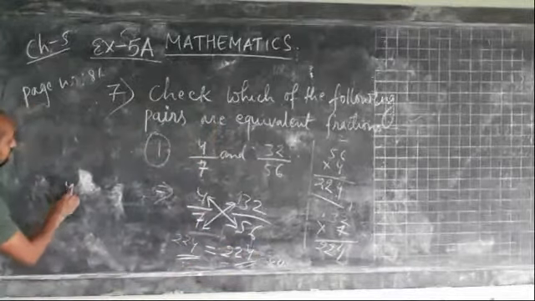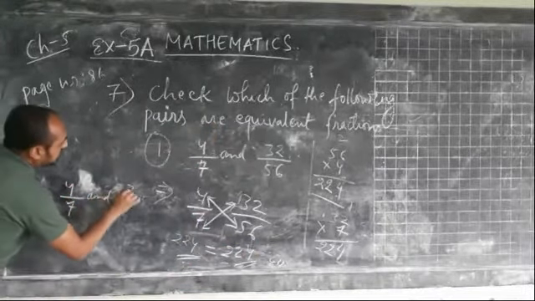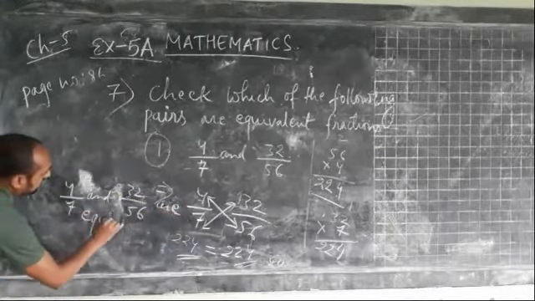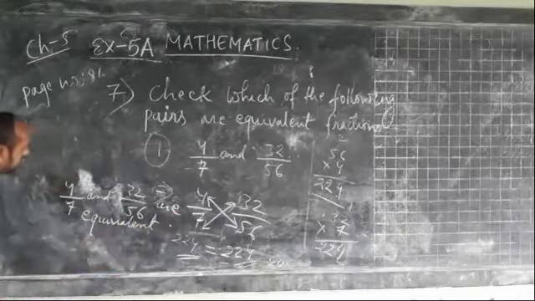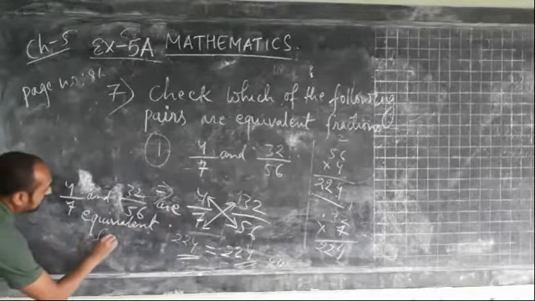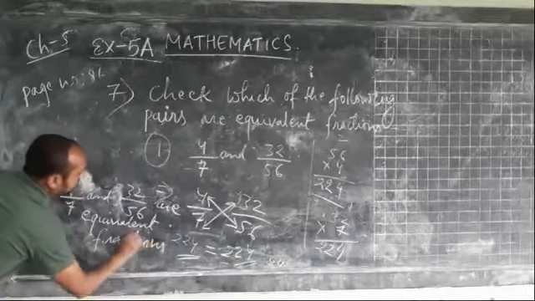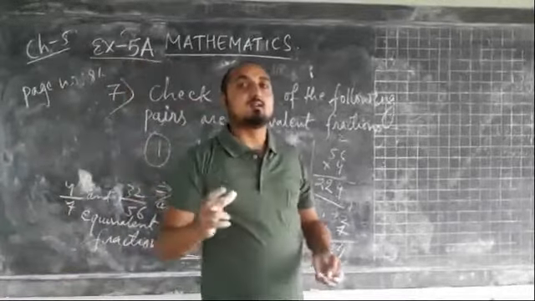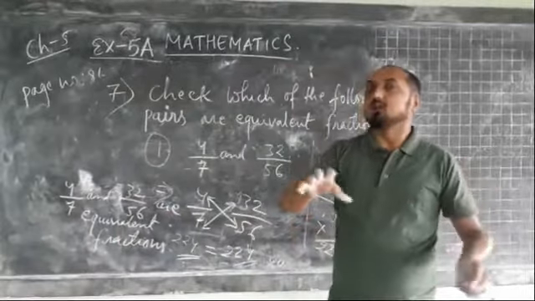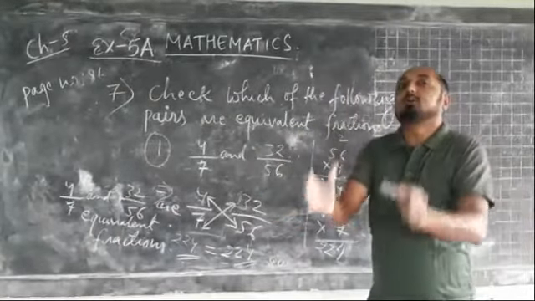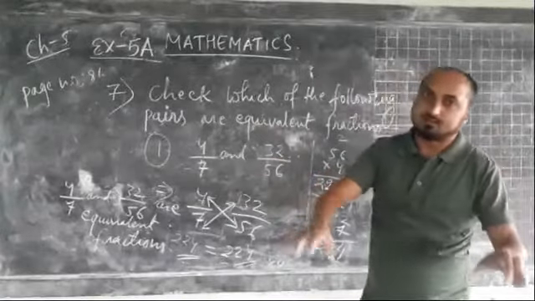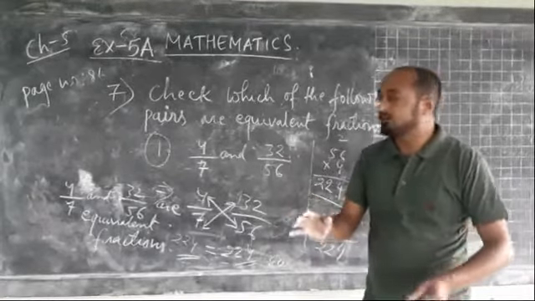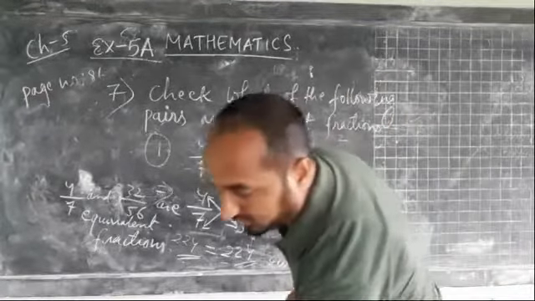So when we cross multiply 4 and 56, 7 and 32, we get the same number, 224. So we can see that 4 by 7 and 32 by 56 are equivalent fractions. This is the way to check whether the given pairs are equivalent fractions or not. If after cross multiplying the products are the same, it is a case of equivalent fractions. If not, the pair are not equivalent fractions. One more example I will solve and show you.